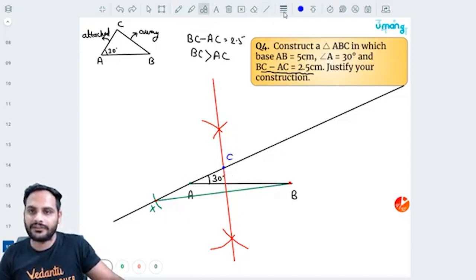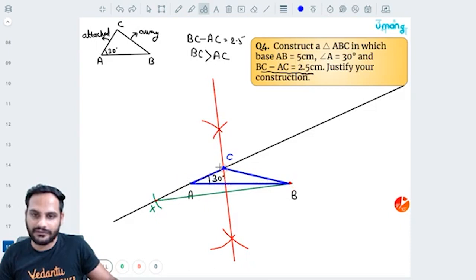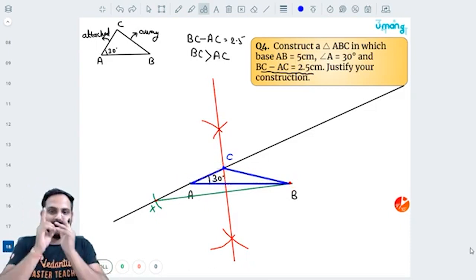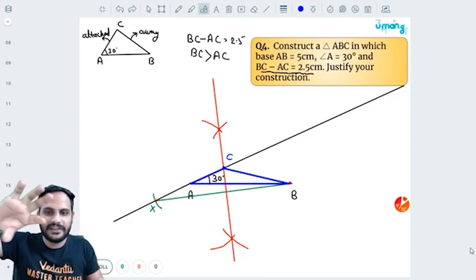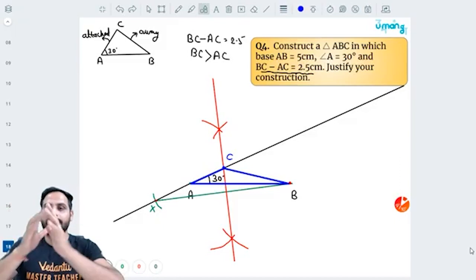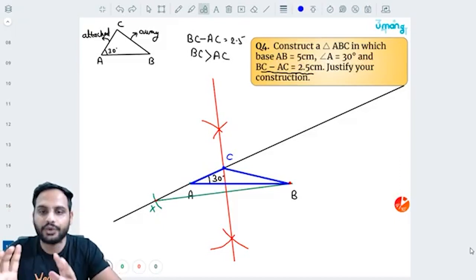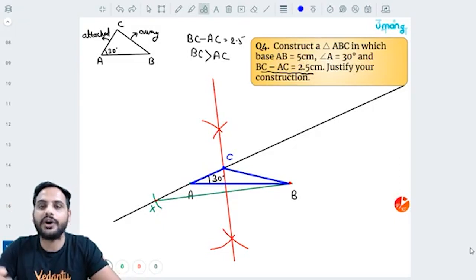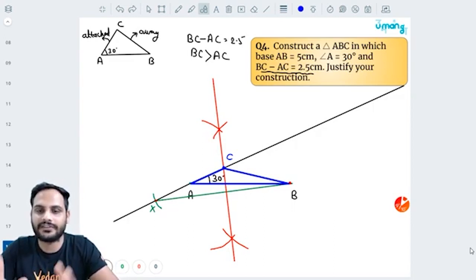Got it? So now if I join this C with B and A, this triangle will be your required triangle, and you can clearly see, beta, the side BC is greater than AC. The side BC is greater than AC. So this is how you will be doing your construction. Got it? This is how the construction will be done.